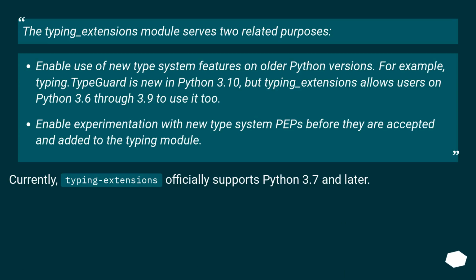The typing_extensions module serves two related purposes: enable use of new type system features on older Python versions. For example, typing.TypeGuard is new in Python 3.10, but typing_extensions allows users on Python 3.6 through 3.9 to use it too. Enable experimentation with new type system PEPs before they are accepted and added to the typing module. Currently, typing_extensions officially supports Python 3.7 and later.